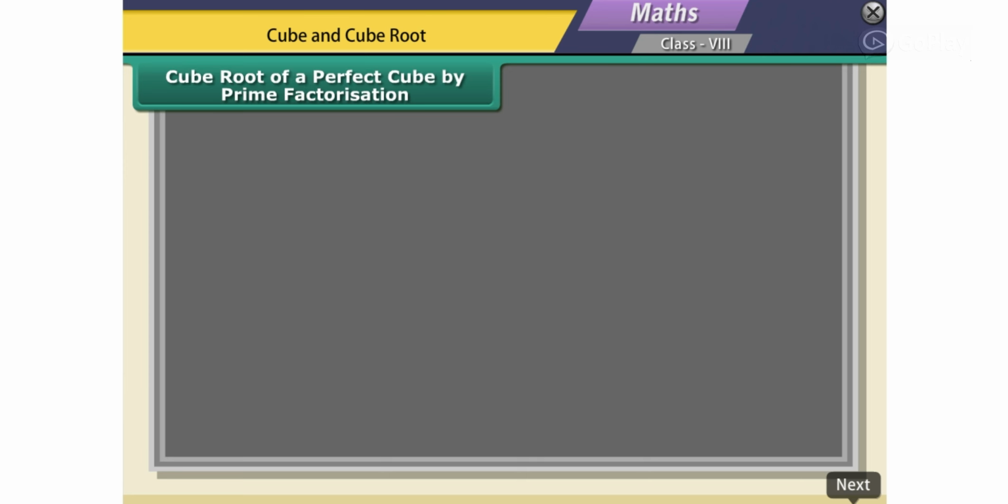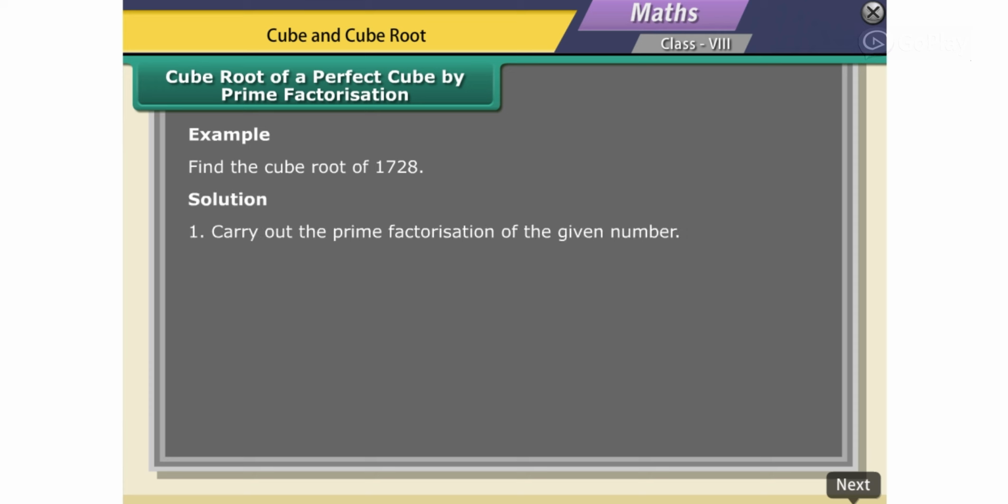Cube root of a perfect cube by prime factorization. Example: find the cube root of 1728. Solution: carry out the prime factorization of the given number. 1728 is equal to 2 into 2 into 2 into 2 into 2 into 2 into 3 into 3 into 3. Make triples of equal factors.